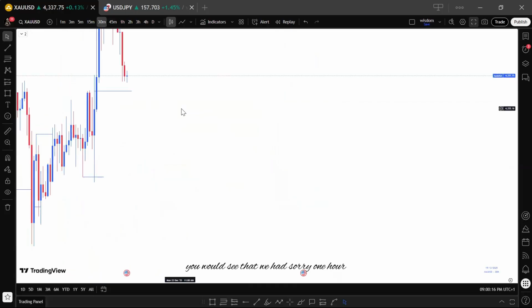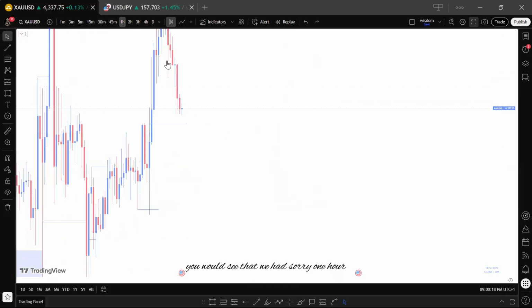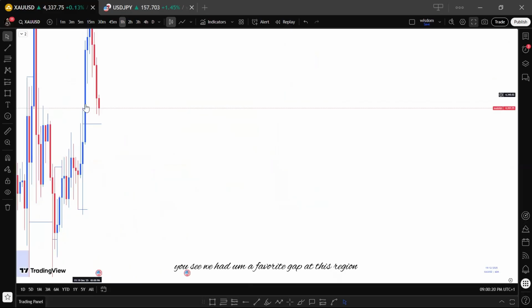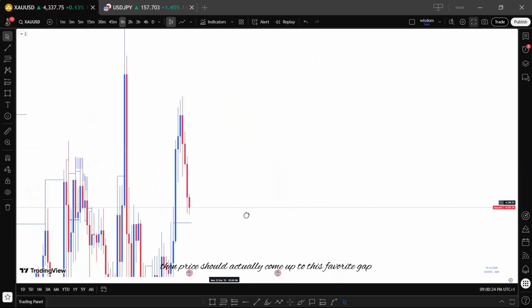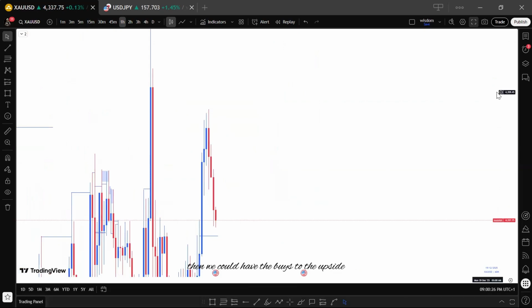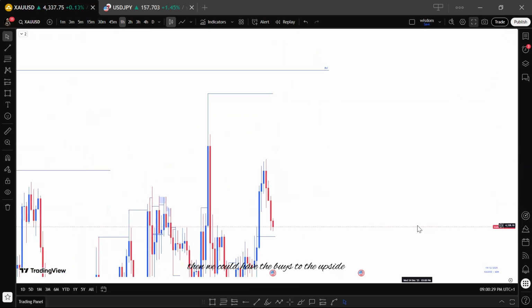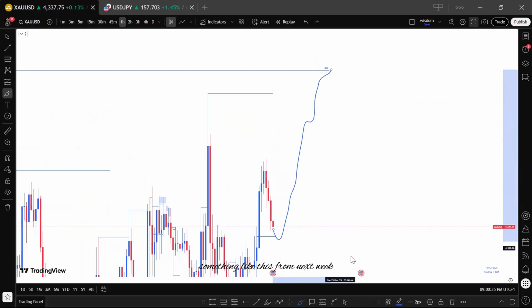And if you look at the 30-minute time frame, we would see that we had a 1-hour fair value gap at this region. Then price should come tap into this fair value gap, then we could have the buys to the upside, something like this from next week.